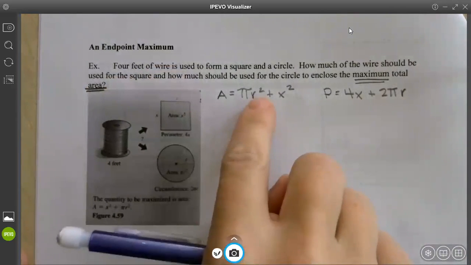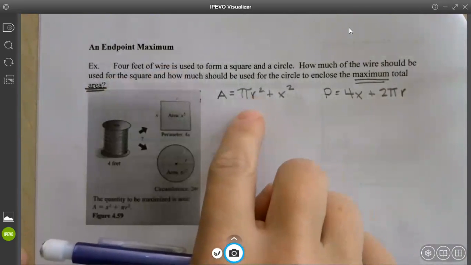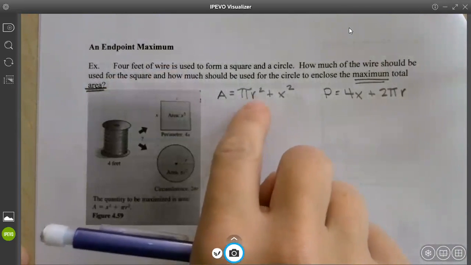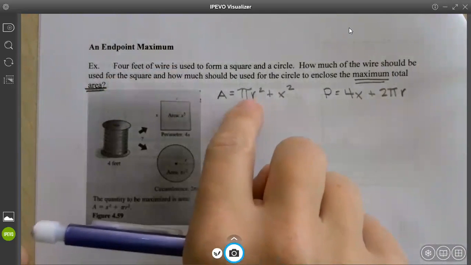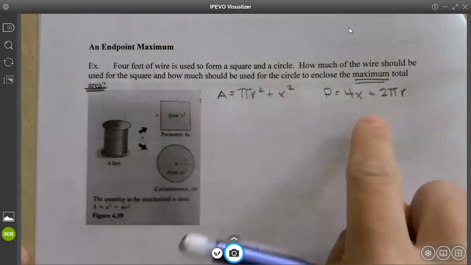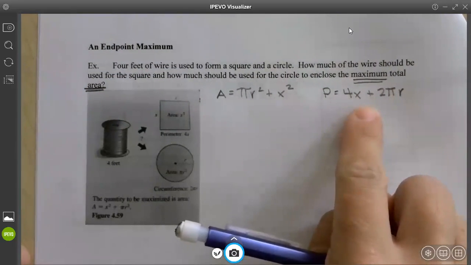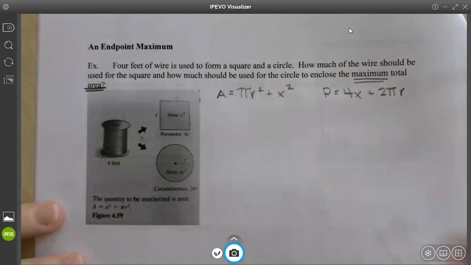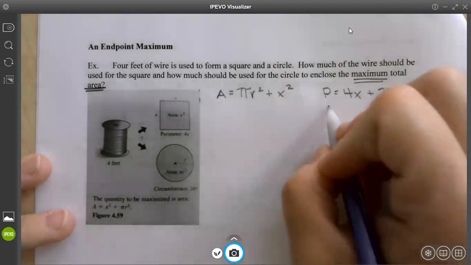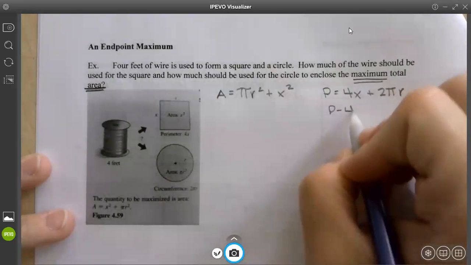We want this in terms of x, so what do I need to solve for? What do I need to get rid of in here if I want to put it in terms of x? The r, so I need to solve this for r. Does everybody understand that? These are the steps that you go through. So how do I solve this for r? What's the first thing I'm going to do? And then?